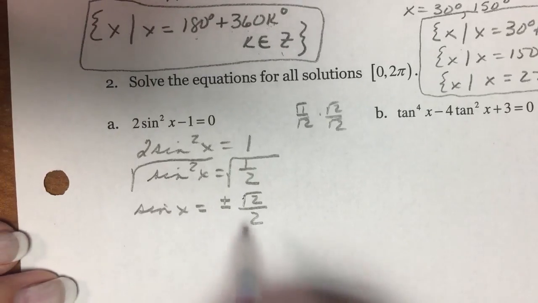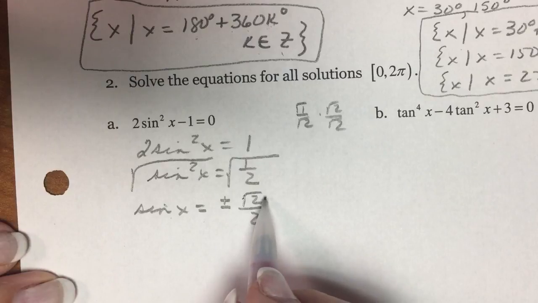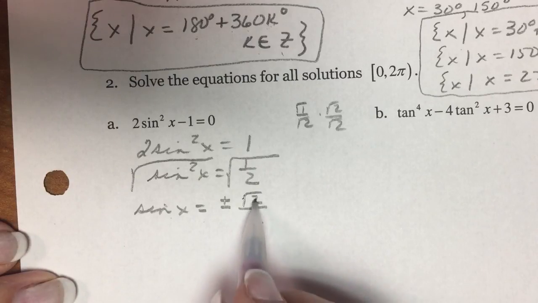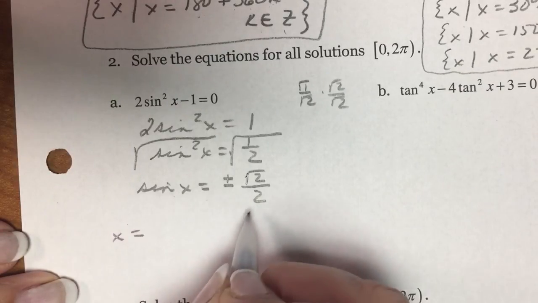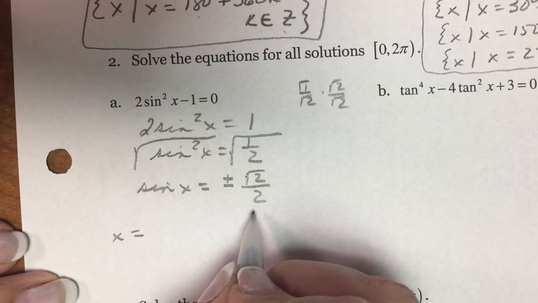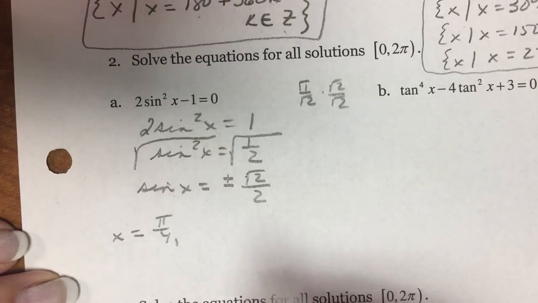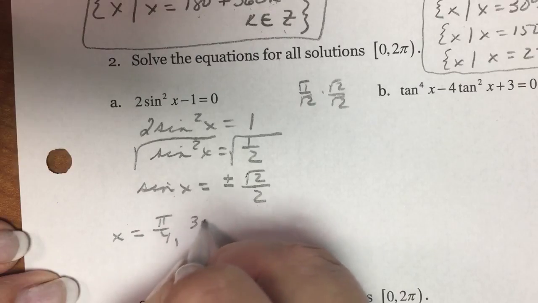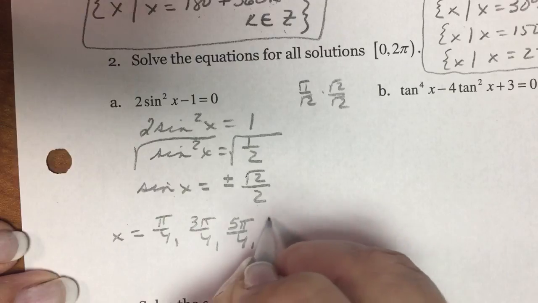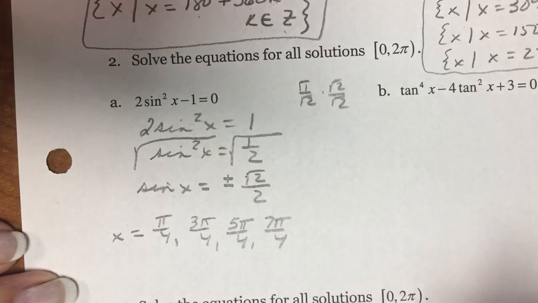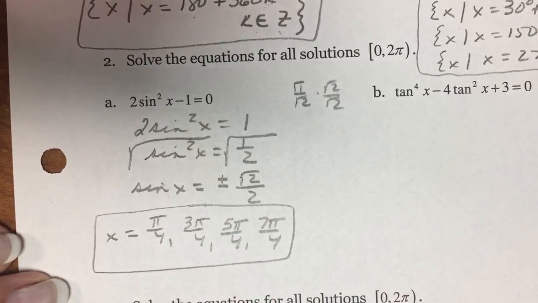So now, what are the angles? What angles have a sine of either, by the way, plus or minus root 2 over 2? So because I have a plus and minus here, there's going to be one in each quadrant. So what's the first quadrant angle that has a sine of root 2 over 2? Well, that would be pi fourths. And as I go around my unit circle, the second quadrant would be 3 pi fourths. Third quadrant would be 5 pi fourths, and 7 pi fourths in the fourth quadrant. And there are your 4 angles.